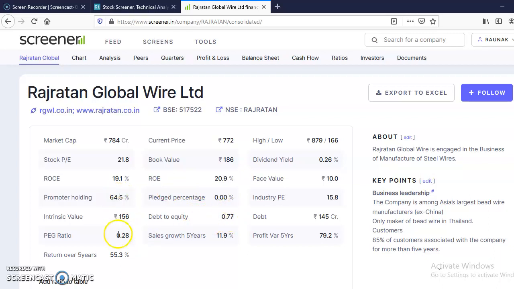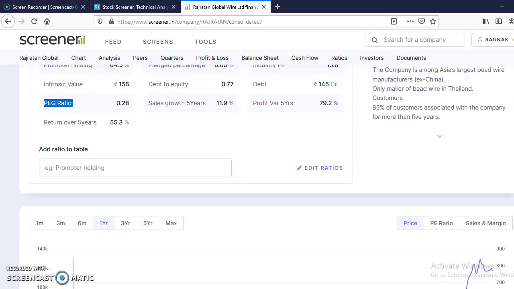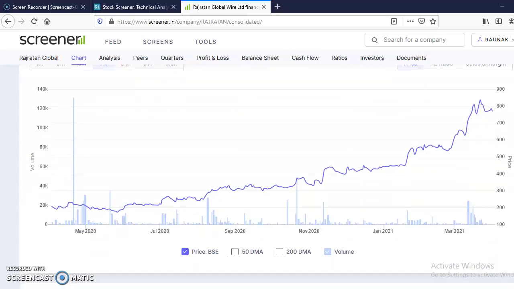High promoter holding, and the main point which attracts me every time as an investor is the PEG ratio. All the stocks having a PEG ratio of less than 1 attract me a lot because they are undervalued. And being a steel sector stock, this stock has potential. This stock has zoomed up from around 200 rupees in the past year to around 800 now. So it has already gone up four times, and it has potential to go up further.